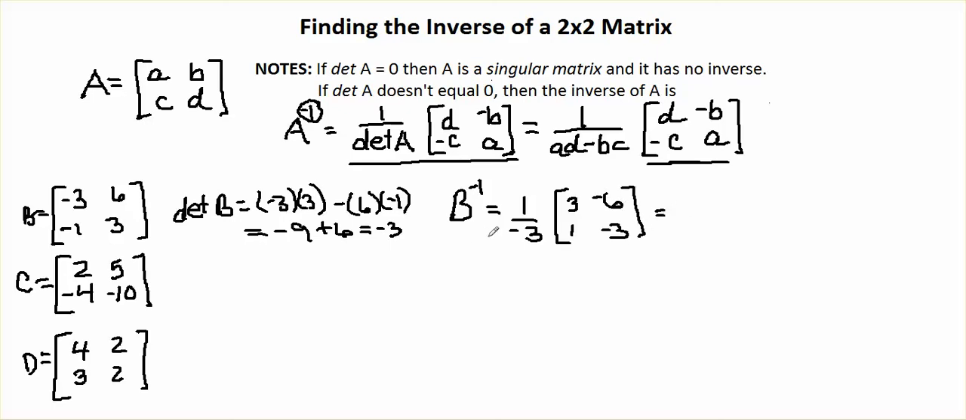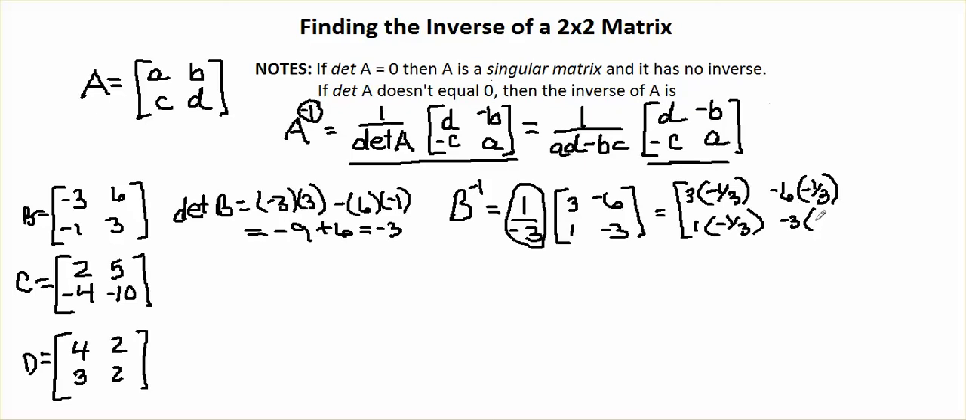Now all we have to do is multiply by the scalar we created and we have our inverse matrix. So 3 times -1/3, -6 times -1/3, we have 1 times -1/3, and we have -3 times -1/3, and when we simplify, the inverse of matrix B is -1, +2, -1/3, and a +1.